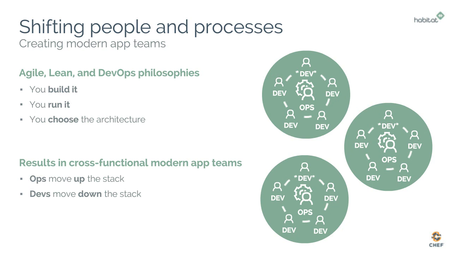What this is resulting in is the cross-functional team. The responsibility of ops, and the people who do the ops, are moving up the stack, and software developers are moving down the stack and taking more responsibility for the purview directly beneath their application code, which they may not have done in the past.